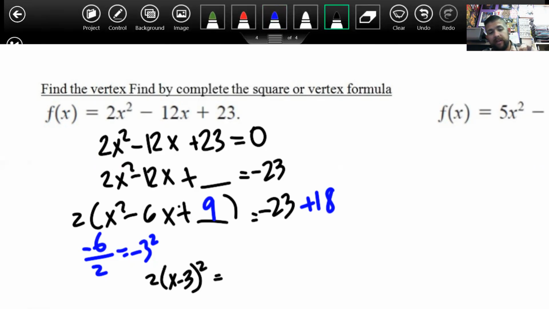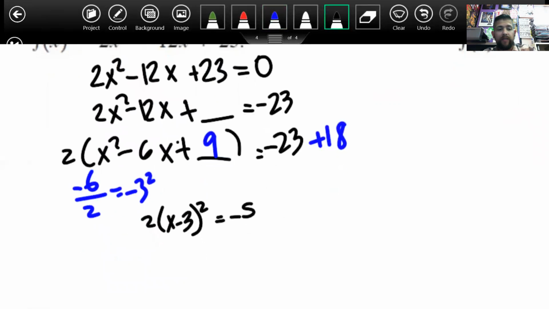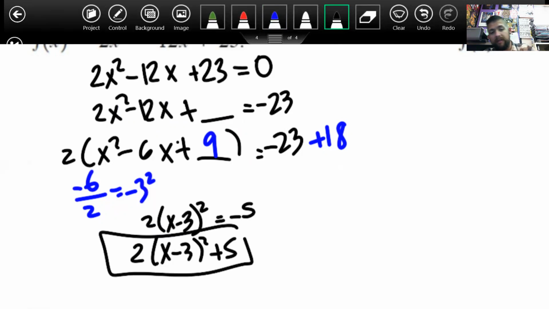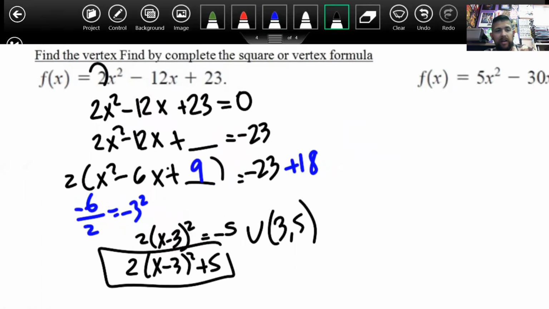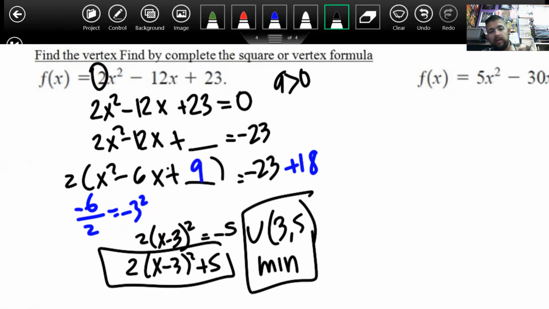So it's negative 5. If we add 5 to both sides, this will give me this. So this is the equation I want to be able to use. My vertex would be 3 comma 5. And would it be a minimum or a maximum? We always look at the a to determine that. And because a is greater than 0, we actually have a minimum at the value of 5. Okay, minimum value of 5. We only care about the y output for that.